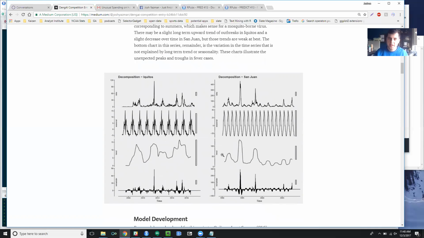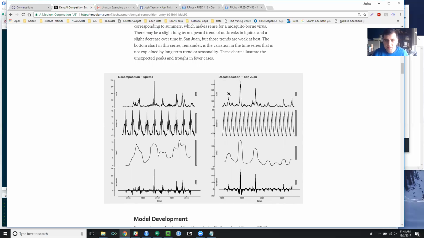So this is an additive decomposition of dengue fever outbreaks in each city. Again, because the virus is carried by mosquitoes, it makes sense that there would be more outbreaks when there are more mosquitoes around, so the seasonality, I think, is reflective of that. There's about 1 year between each season. There's not a whole lot to be said about trend, except maybe there's a slight upward trend in Iquitos and a downward trend in San Juan.